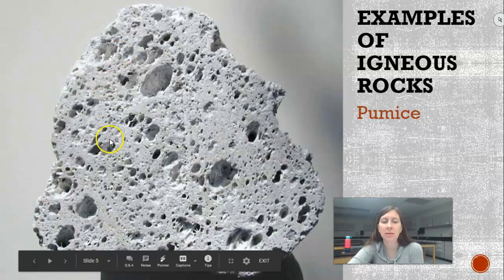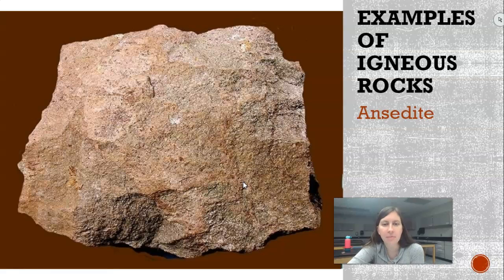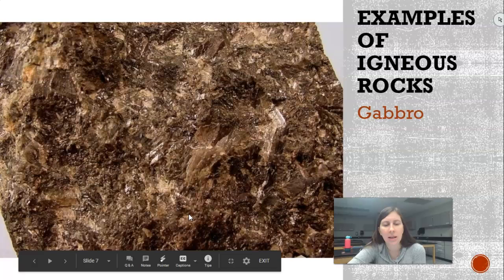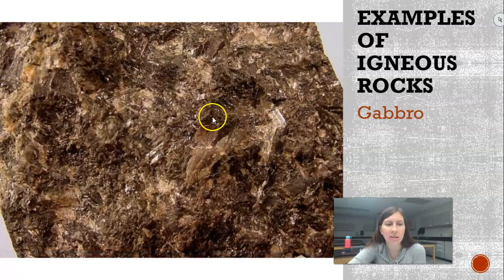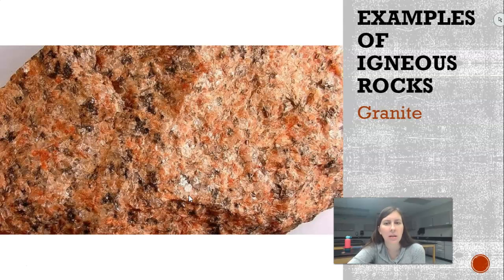Next we have pumice. Pumice is full of holes, air bubbles. And so pumice is very lightweight. It has very low density. Andesite is another type of igneous rock. Gabbro, you can start to see some of these grains. Basalt is another lightweight igneous rock, but it's black.